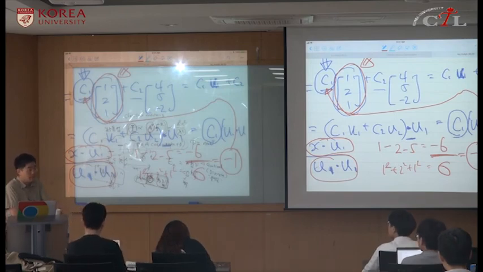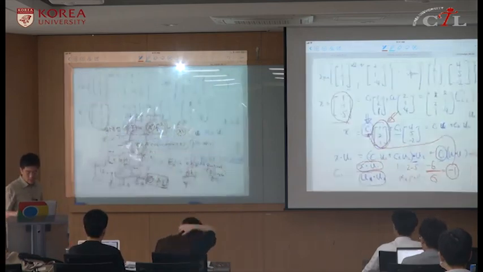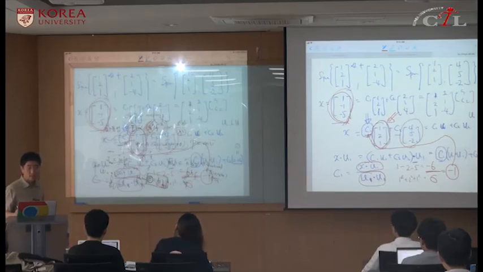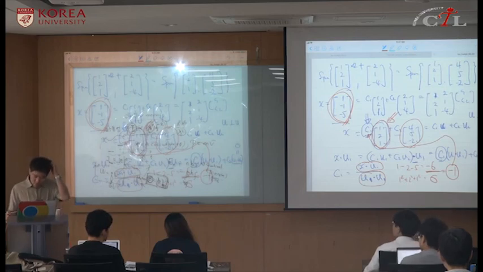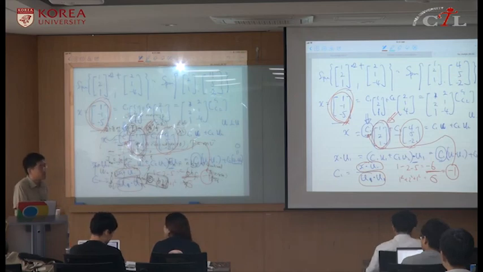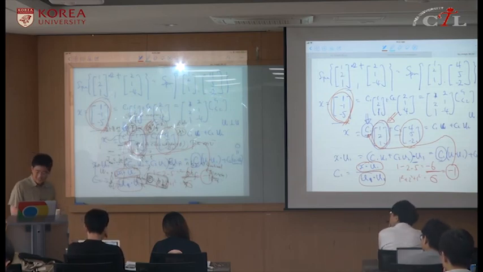Similarly, C2 can be found by doing the inner product of x and U2, divided by U2 dot U2, right? So this is quite a useful property when you have an orthogonal set, I mean an orthogonal basis as your basis vectors.